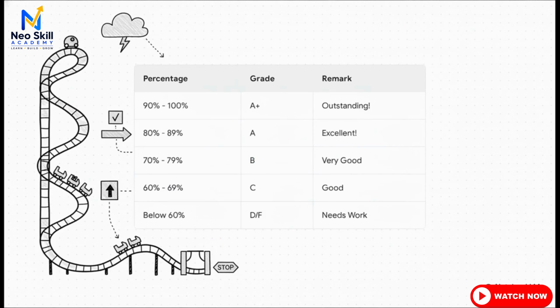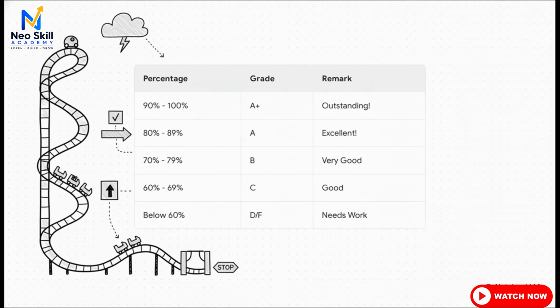Now, let's build the grading logic. We use an if-else chain in our code for this. Think of it like a height check for a roller coaster. The code first asks, is the percentage 90 or above? If yes, boom, A plus grade. If not, it drops down to the next check. Okay, is it 80 or above? If yes, A grade. It just keeps dropping down this chain until it finds the exact right grade for the student.